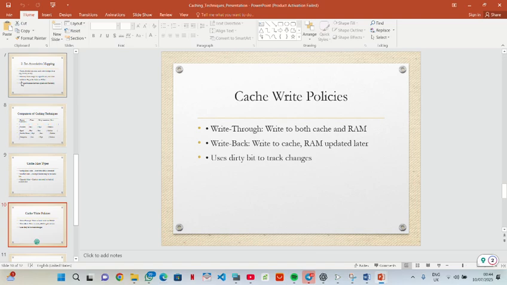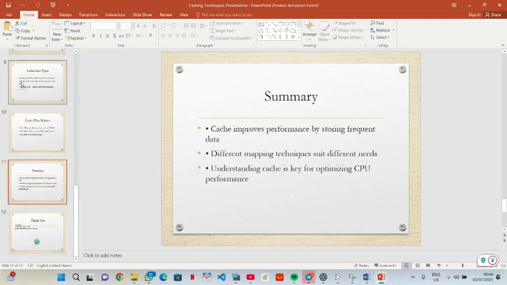main memory. And to summarize it all, cache memory is essential for high speed data access in computer systems. Different mapping techniques help manage how data is stored in cache. Each has its own pros and cons, and understanding these techniques is key to optimizing CPU performance.